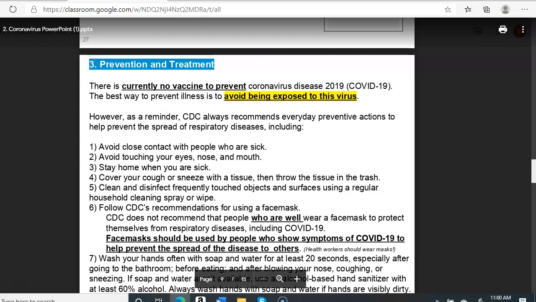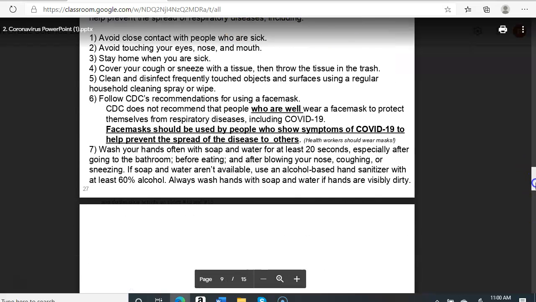CDC does not recommend that people who are well wear a face mask to protect themselves from respiratory diseases, including COVID-19. That was at that time. That has since changed, and CDC has made other recommendations. But face masks should be used by people who show symptoms of COVID-19 to help prevent the spread of disease to others. Once again, you are helping others.